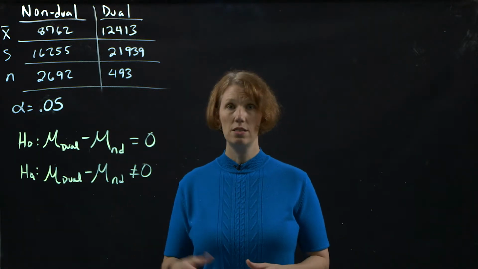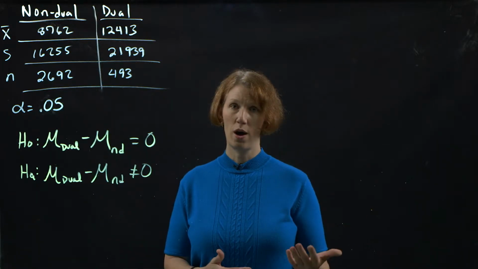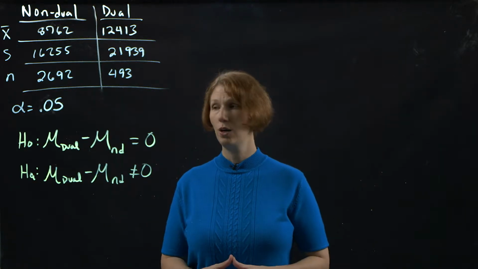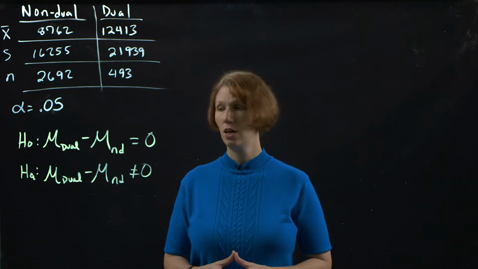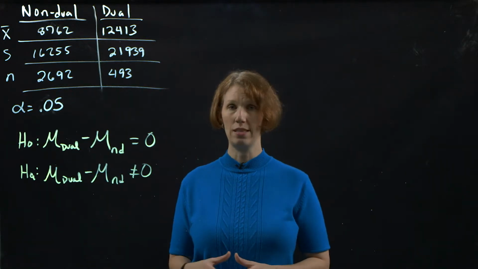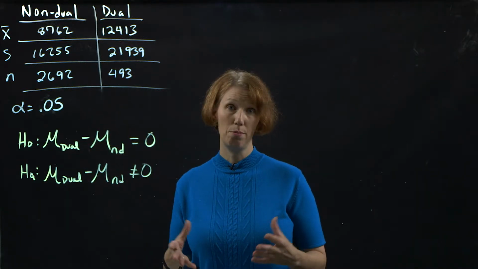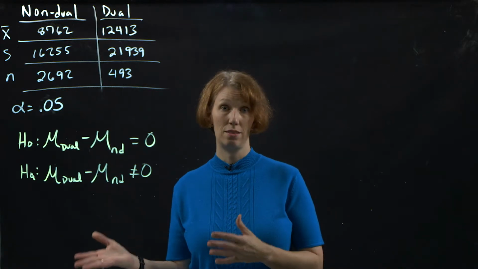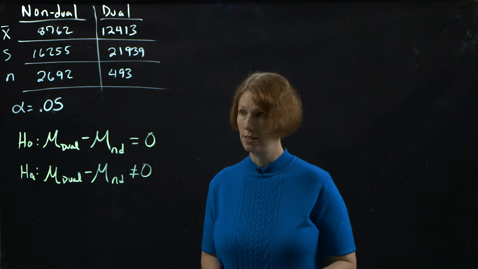Now, this does not assume a priori a direction, whether one has higher average spending than another. If we had wanted to do that, we could have re-expressed this as a one-sided test, most likely an upper one-sided test, to reflect the fact that we can observe from our sample information that the duals do appear to have higher spending. All right, let's proceed now to the test statistic.